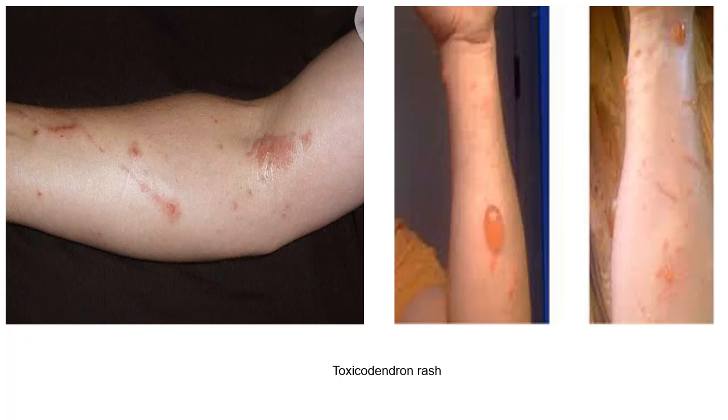The oil can be transferred from surfaces such as clothing, pet hair, and gardening tools. The fluid from the blisters of the rash does not contain the toxic oil and is not a source of new lesions. The rash is often linear, itchy, and mildly painful. It may be red, swollen, and have large or small blisters.